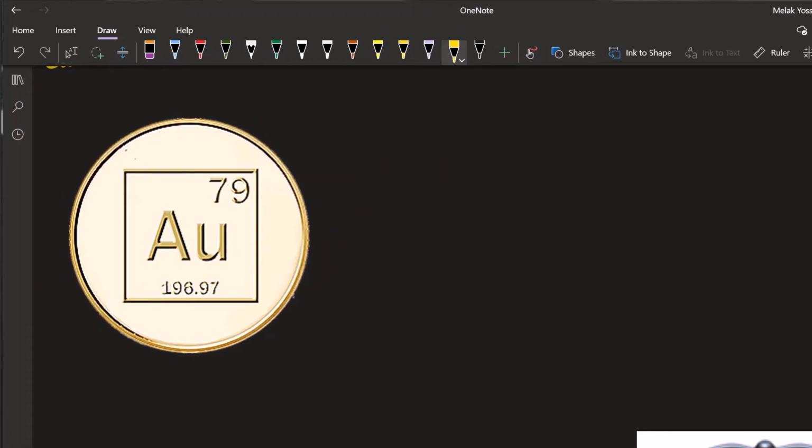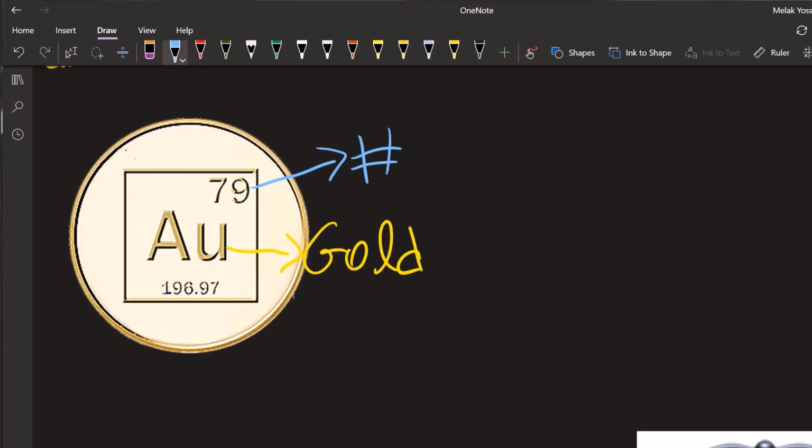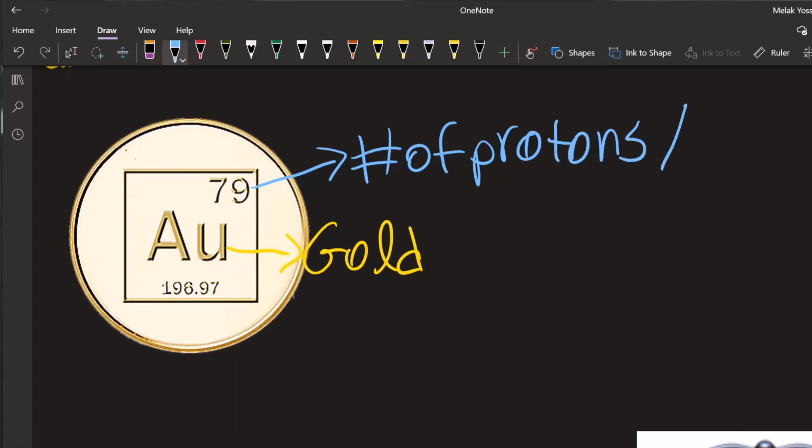So let's say gold, for example. 79 is the number of protons in gold, or the atomic number. Could also be the number of electrons. That's represented in there.